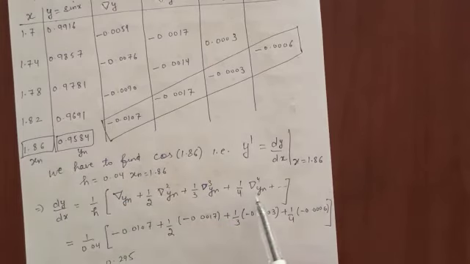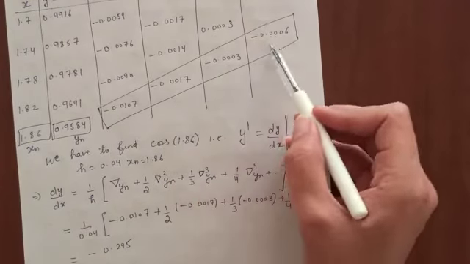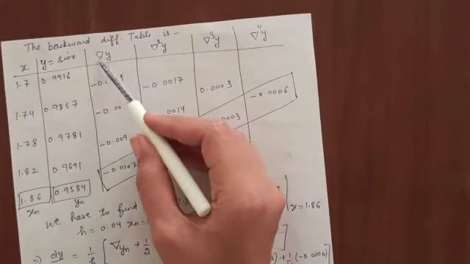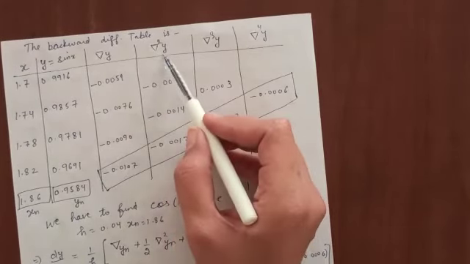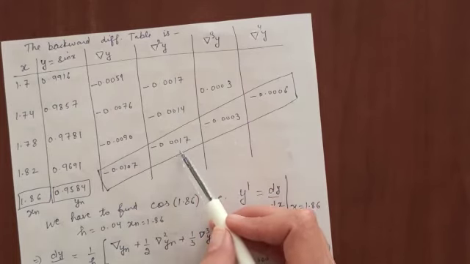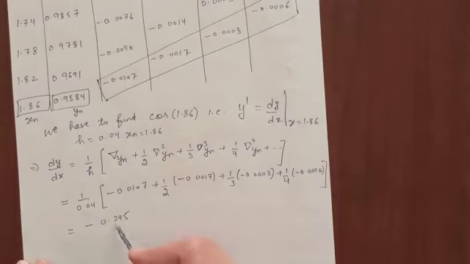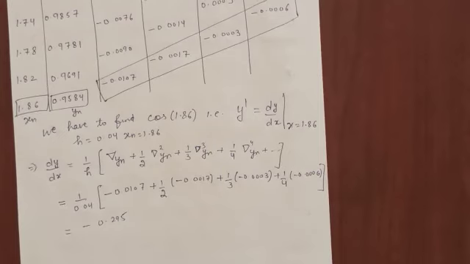So applying this formula, we will put all these values here, like delta yn. This is the value for delta yn. In case of delta square y, this is the value for delta square yn, and so on. By putting all these values here, we got the value for the derivative. So this was all about finding the derivatives using the backward difference formula.